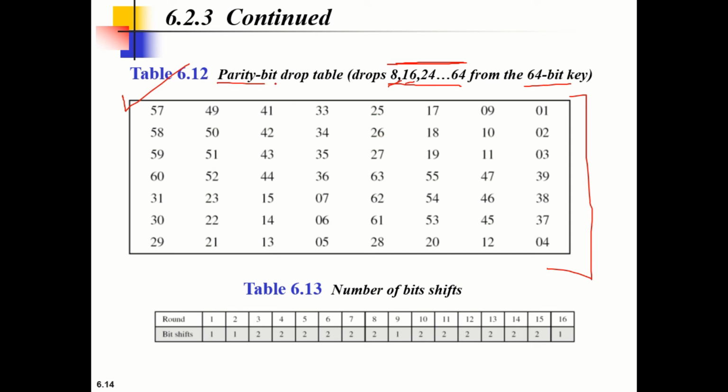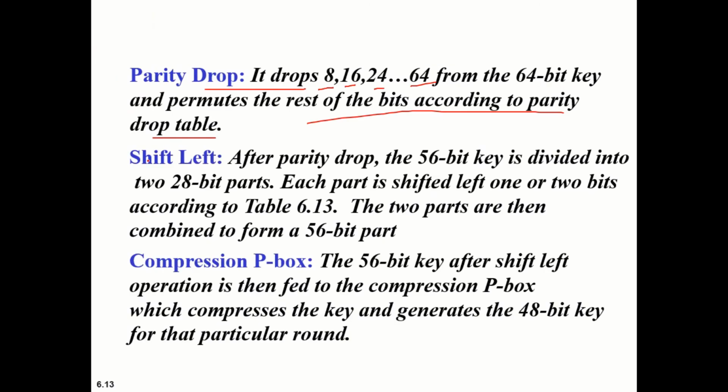This parity bit drop table is predetermined. We have this table with us and we can use it as it is. Next is the shift left. After this parity drop, this 56-bit key is divided into two 28-bit parts, which I already told you, and each part is shifted left 1 or 2 bits depending on which round we are dealing with.